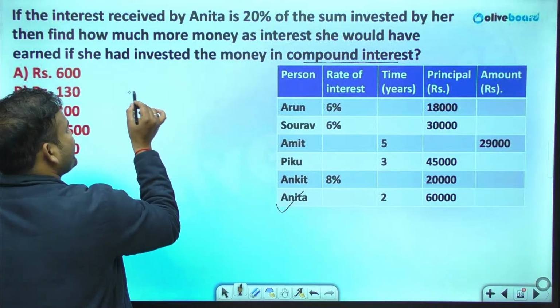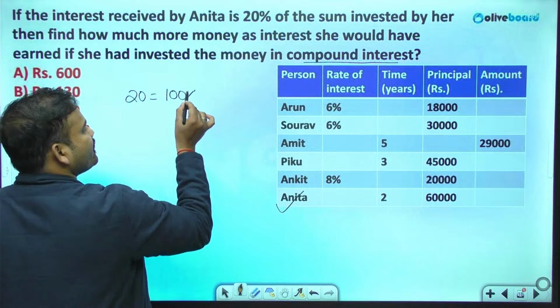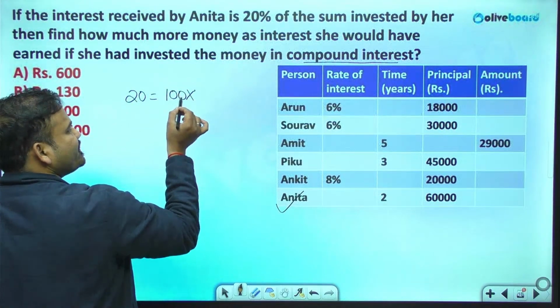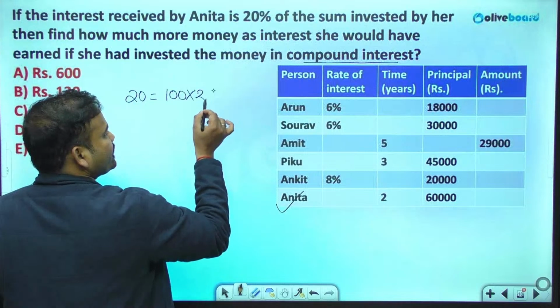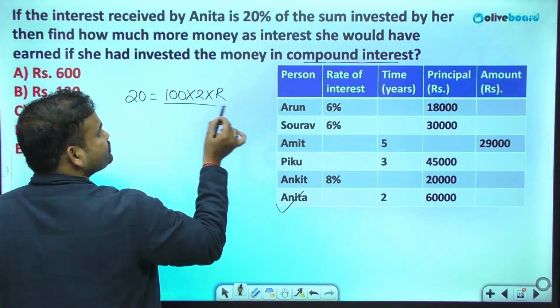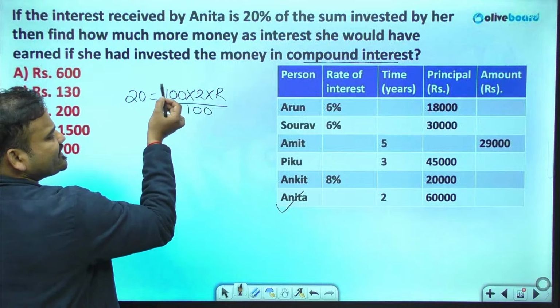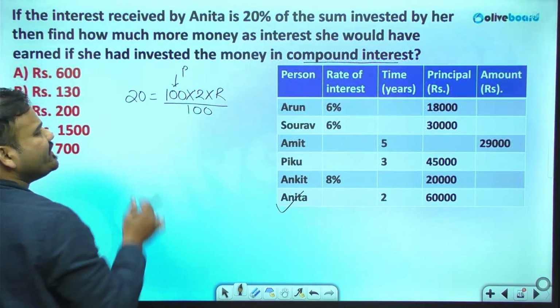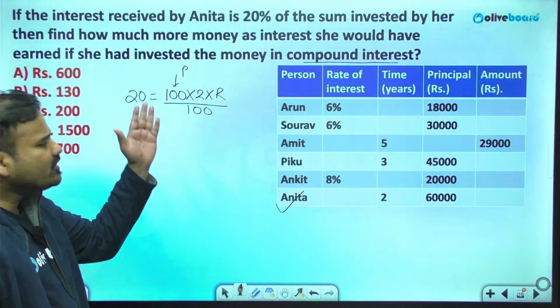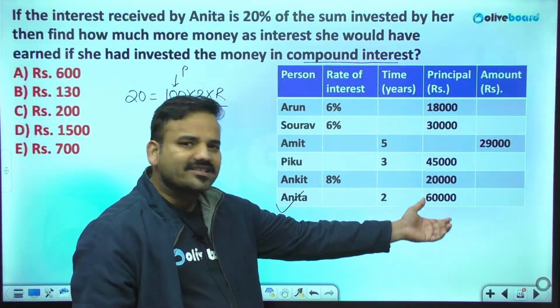So interest is 20% of the sum. Let's consider the principal is 100. So this is the principal, this is the sum. What is the tenure for Anita? That is 2 years. Rate of interest is not known. I'm considering this principal as 100 because here we need to calculate the rate of interest. Though the principal of Anita is given as 60,000, you can use 60,000 also.